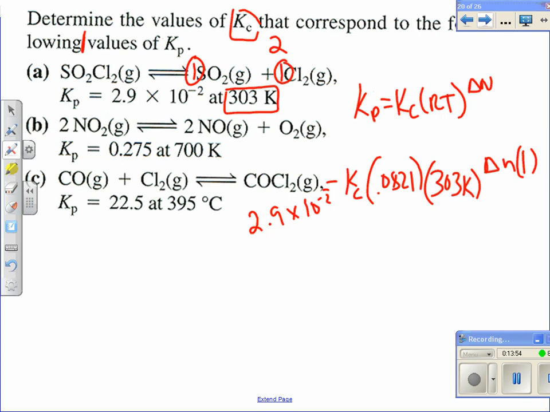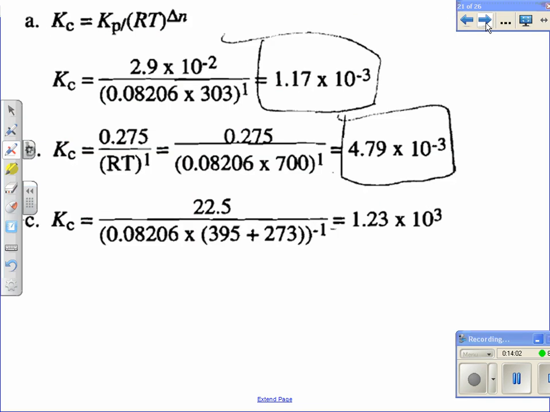So it's basically that times that. And then you just mathematically solve for Kc by cross multiplying down to the bottom. And this is what you end up with: 0.0821, 303 to the first, and 2.9 times 10 to the -2, that's your Kp value. So you isolate Kc algebraically. You calculate your value to find Kc. Those are equilibrium calculations that are pretty easy.